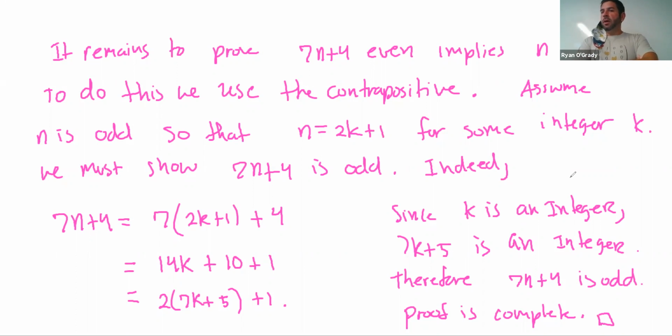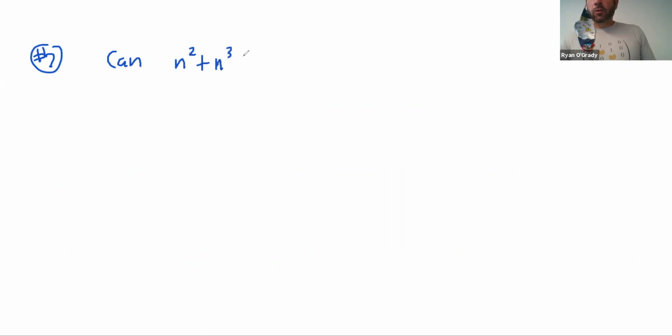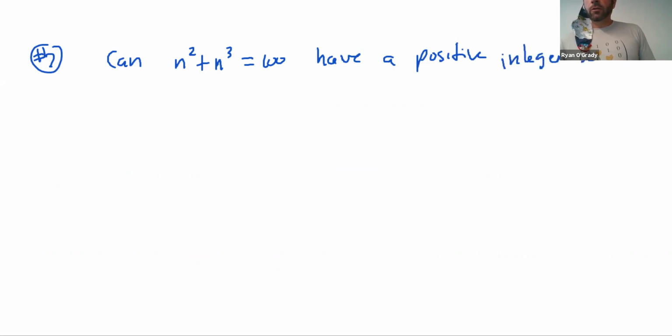Well, sometimes we get insight by just plugging and chugging. So let's look at this problem, number 7. Can n squared plus n cubed equals 100 have a positive integer solution?